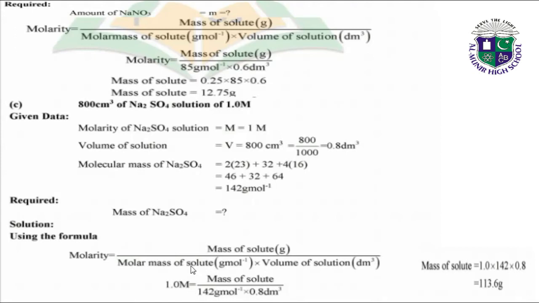By putting the values in this formula, 1.0 moles is equal to mass of solute divided by 142 grams per mole into 0.8 decimeter cube. By calculating all these values, we will take the mass of the solute on the left hand side and other values on the right hand side. By multiplying all these values, we will get the answer, which will be 113.6 grams.